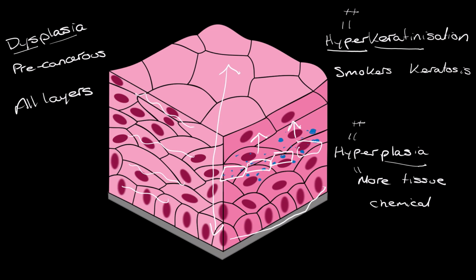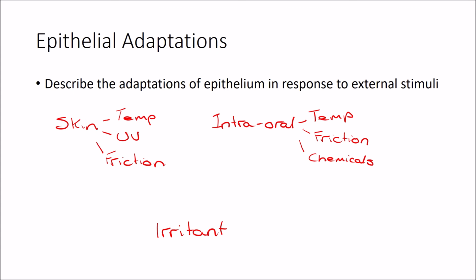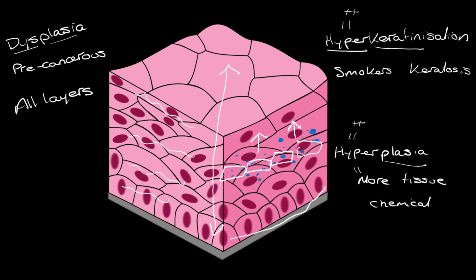So just to go back to the learning outcome, we're asked to describe the adaptations of epithelium in response to external stimuli. We understand that epithelium is exposed to stimuli in various places throughout our body, and that even includes deep inside your intestines. You could still have, say, bacteria or viruses get in there, and that's why we get conditions like norovirus, for example. So throughout the whole of our body, our epithelium is exposed to stimuli. We've had to think about what those stimuli could be, and then what actually happens in the tissues as a result.